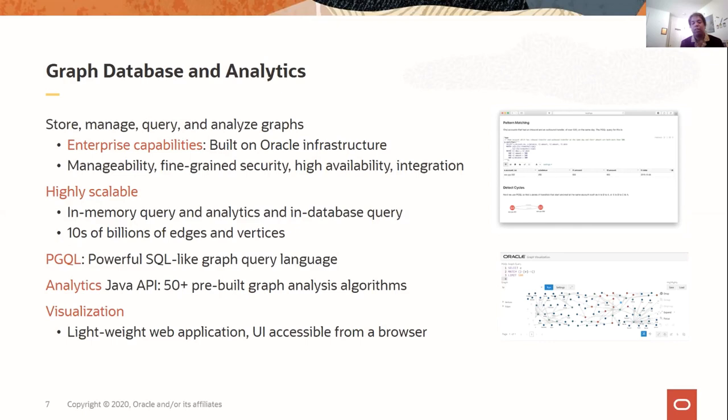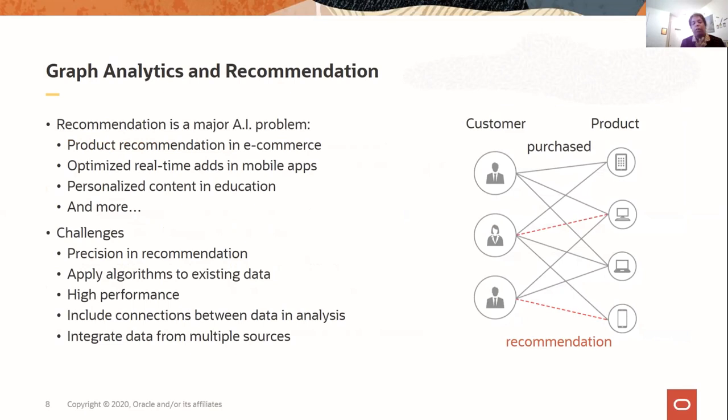So why are we looking at recommendation systems? Recommendation systems are an interesting problem. They have a wide variety of applications. You can use them in e-commerce applications, optimizing real-time ads in mobile applications, and for personalizing content in online education systems and more. So there are any number of ways of building recommendation systems. Graphs give you a new dimension to this, because you can look at your data from the point of view of connections and relationships between data items. So it's interesting to look at how graphs can be used in building recommendation systems.